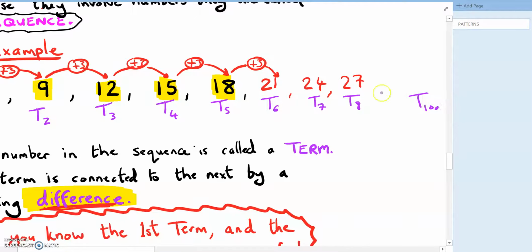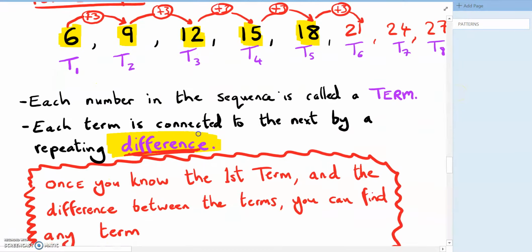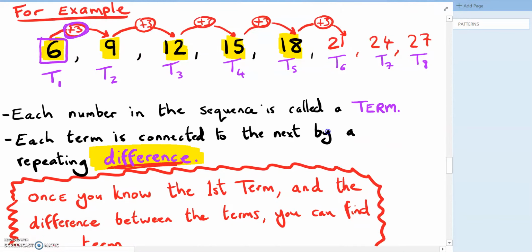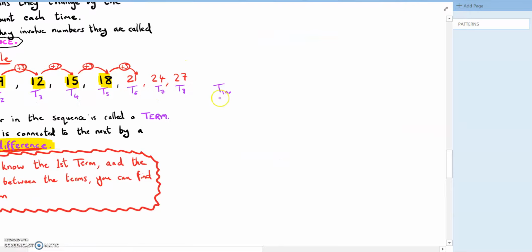Now, it would take a very long time because I have to keep writing it out. That's the long way of doing it, because once you know the first term, our first term in this case was 6, and the difference between the terms is 3, you can find any term by doing what I was doing there. So, let's say if I wanted to get to, maybe term 100 might be a bit optimistic, but let's say I want to find term 15. I would have to find term 9, term 10, term 11, term 12, term 13, and term 14. Okay, that's not beyond the realms of possibility.